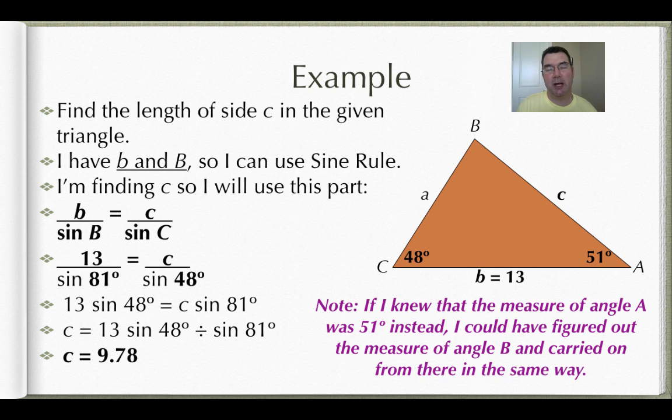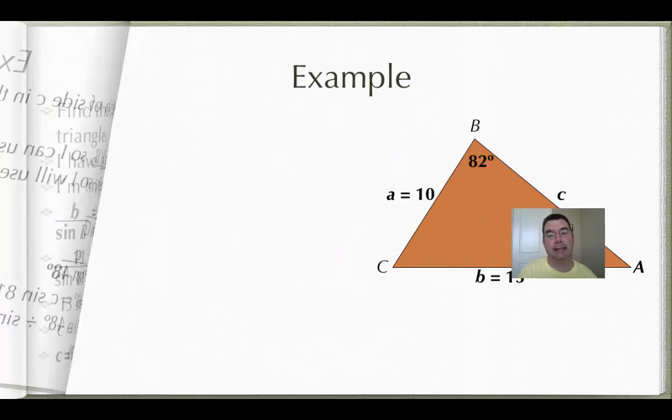Okay. Now, I don't want to go through another example where the side is contained between the two angles, because if I know two angles, then I pretty much know all three. They have to add up to 180 degrees. So I would have got the same answer if I was given that 51 degree angle instead. And I would have done it exactly the same way. I would have figured out angle B first, and then I would have been right back where I started at the beginning of this example.